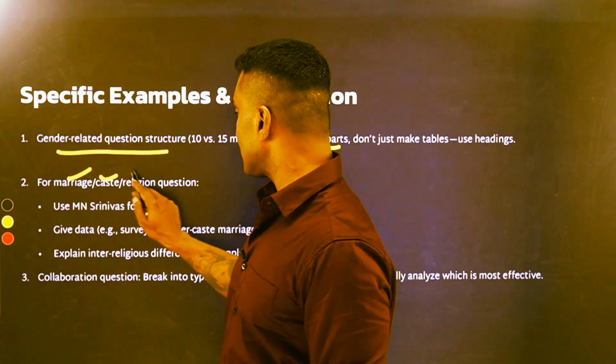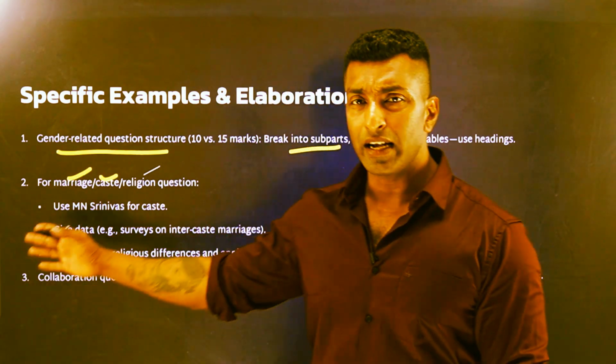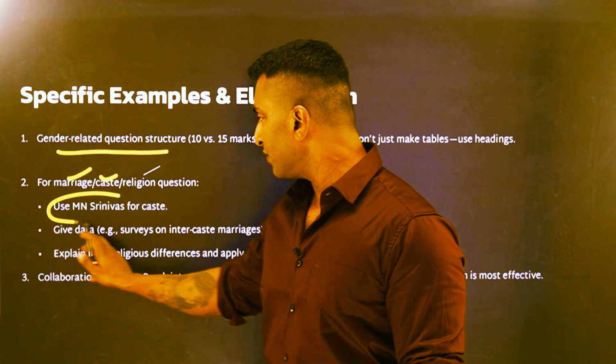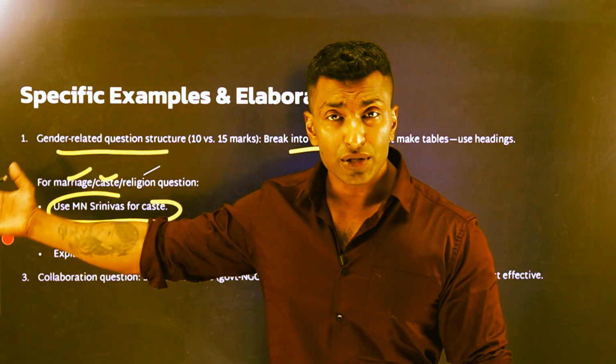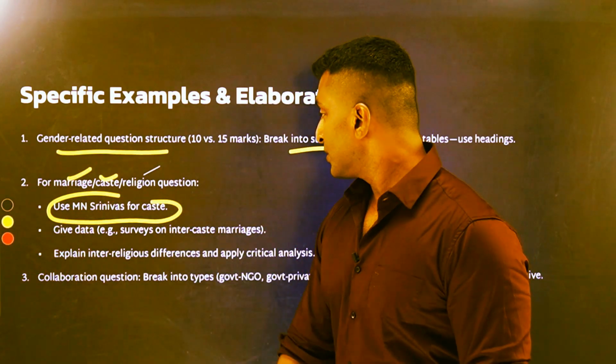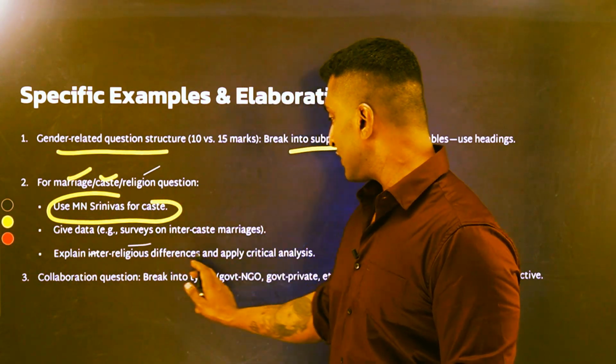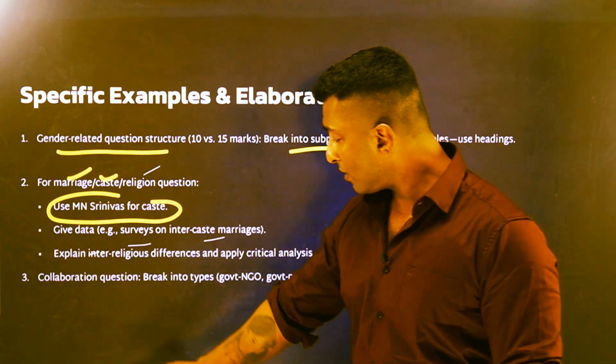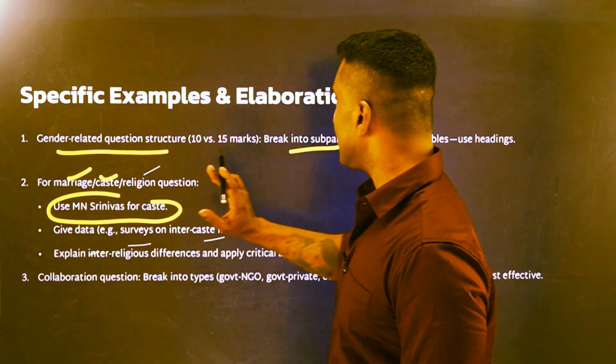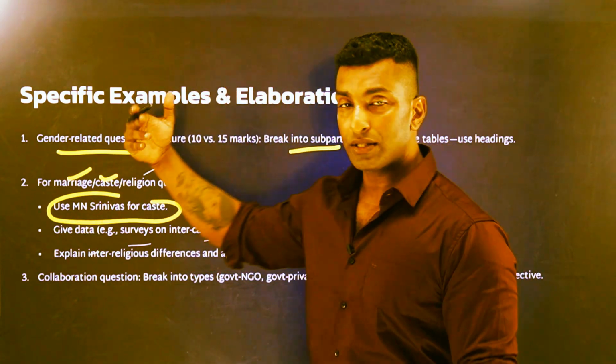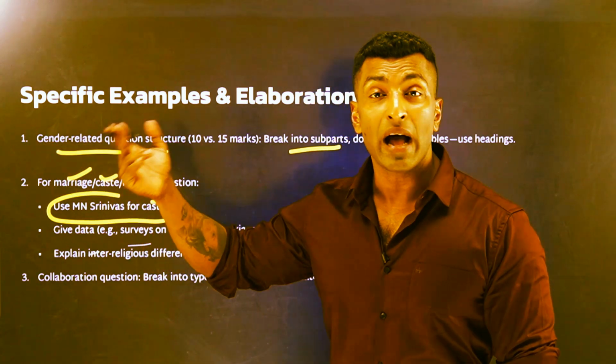That's something which we need to stress upon always when you're writing the answer. So marriage, caste, religion questions. These are ready-made things. You can always use MN Srinivas, he talks about all these, or you can use GS Ghurye. You can give data, surveys on intercaste marriage, and you need to have some idea about the basic concepts also, like what is honor killing, and what the marriage rules in India are.